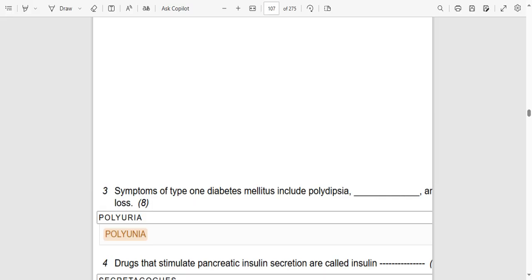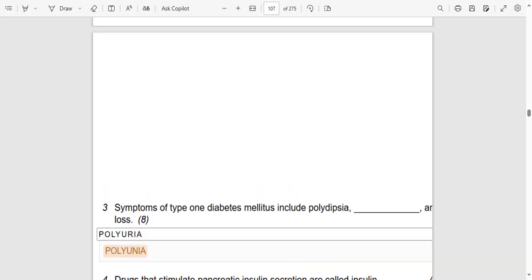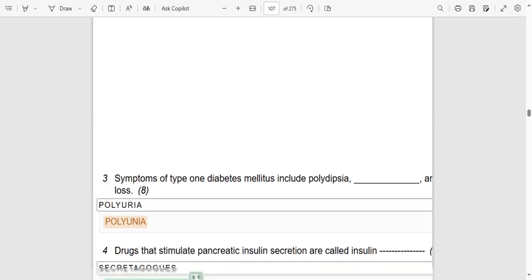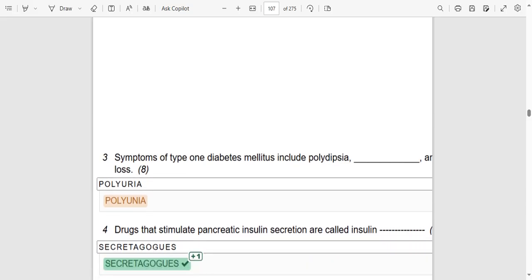Drugs that stimulate pancreatic insulin secretion are called insulin dash. What is the name of the drugs that promote the secretion of insulin? Insulin what? Secretagogues. Thank you.